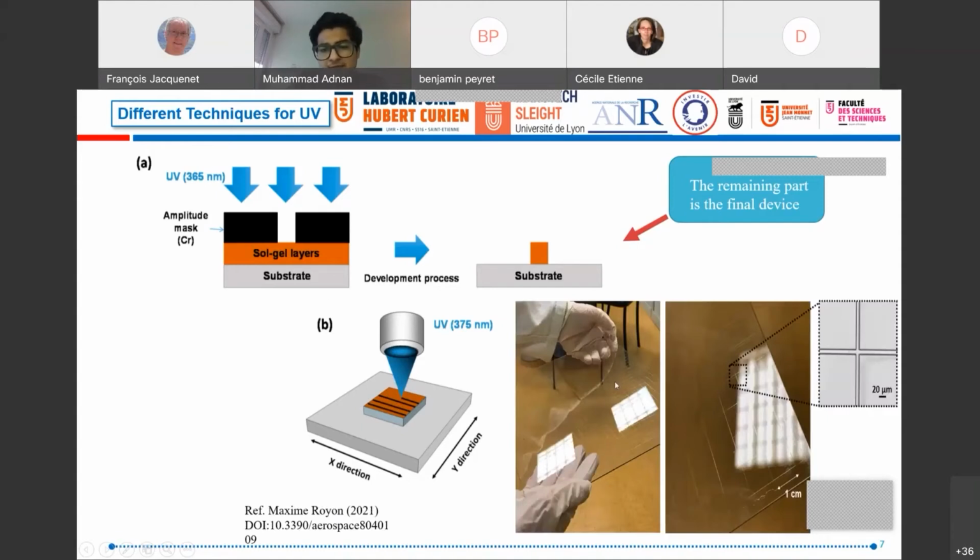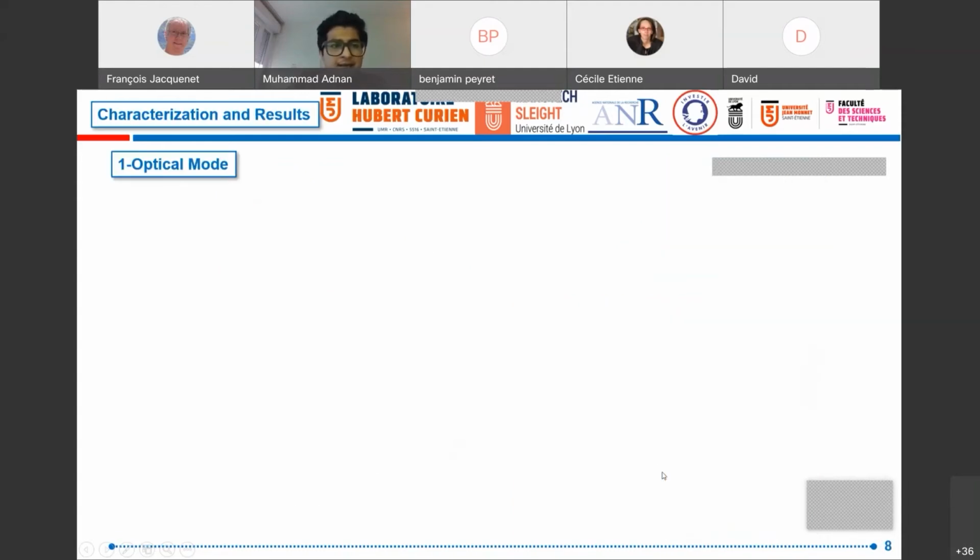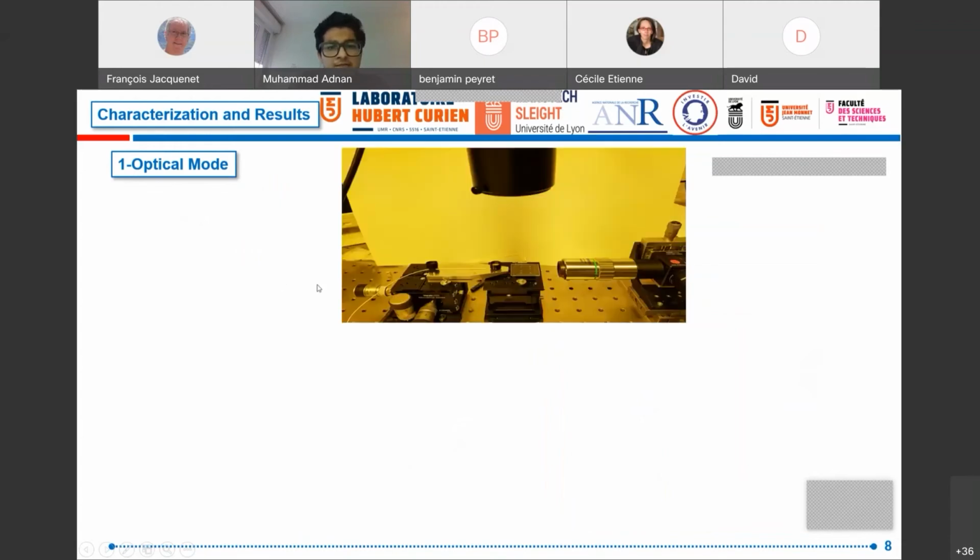This is the typical figure of a 2D sol-gel waveguide. It is a 40 by 40 centimeter square. And then I did the characterization. The first one is the optical mode. Here I used a single mode optical fiber, and we placed our sample here, and then we inject light using a supercontinuum source whose range is from 200 nanometers to 2 micrometers. We inject light using the optical fiber into our sample, and with the help of a microscope objective, we capture the optical modes.